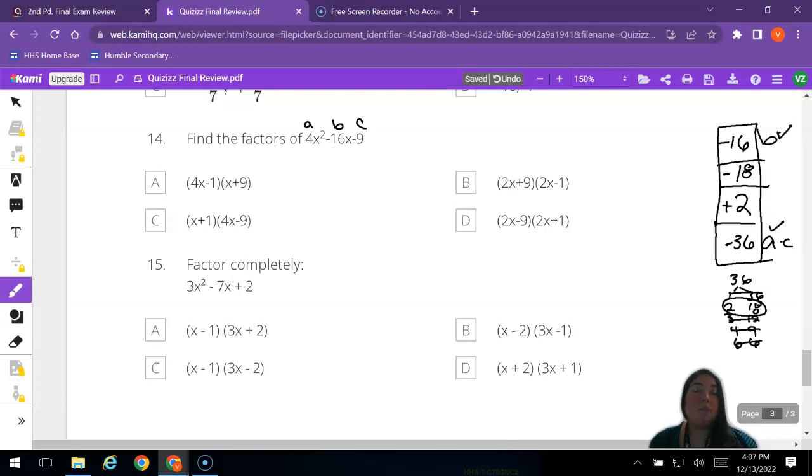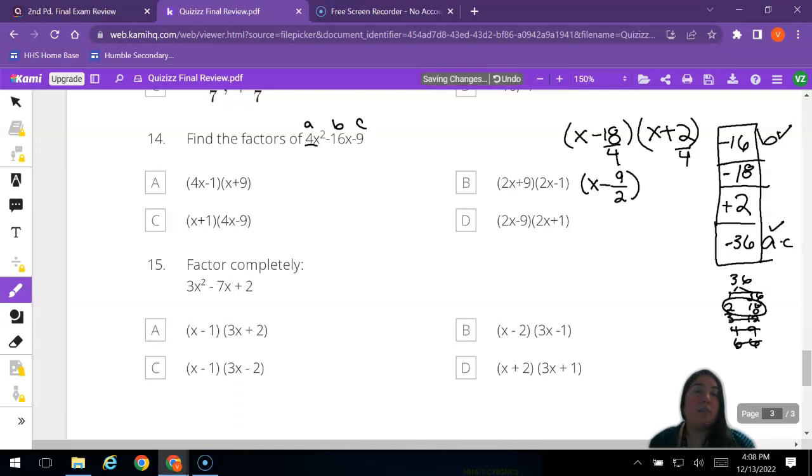So what I'm going to do now is I'm going to put them into two sets of parentheses. I'm going to write x minus 18 and x plus 2. So we always got to remember that whenever we write it like this, we're not done until we divide by a. Here our a was 4. So I'm going to divide by 4. Now, if I get a whole number when I reduce, let's reduce this. 18 over 4, I can't divide it, but I can reduce it. I can divide both numbers by 2. So I'll get x minus 9 over 2.